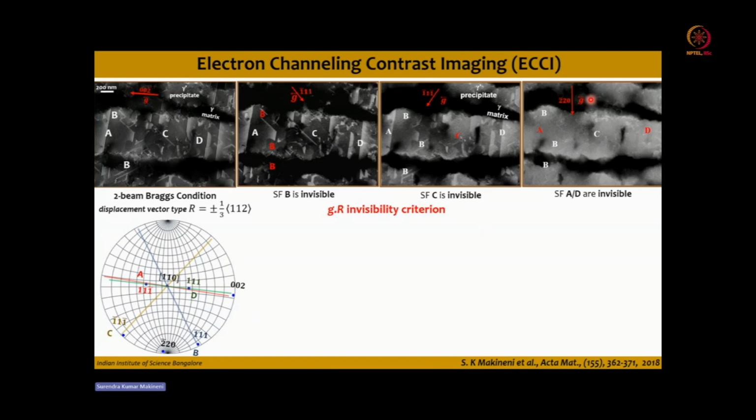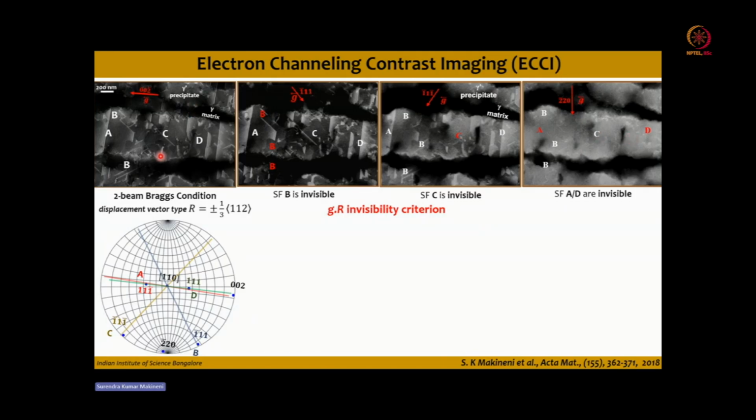As I explained, you can get the X and Z values where you can tilt and reorient your Kikuchi pattern such that your g vectors are in the Bragg condition. So in the 1 bar 1 1 condition, you can see that B is invisible. In the 1 bar 1 1 bar condition, you can see that C is invisible. In the 2 bar 2 0 condition, you can see that both A and D are invisible. Right, so this is exactly the same as in TEM, where we can do the g.R analysis.